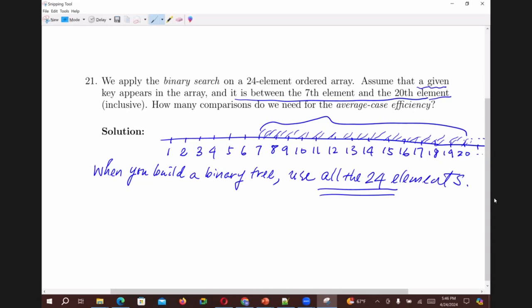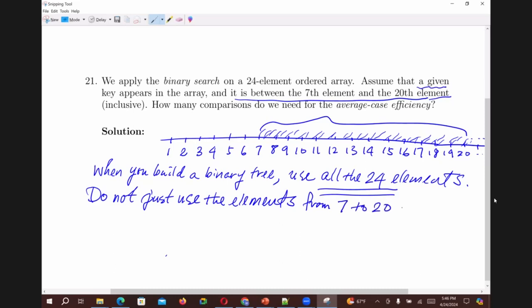So here, do not just use the elements from 7 to 20 to build the binary tree. Okay? So the reason is this simple, okay? All right, so here, the assumption here, assumption is this, okay?